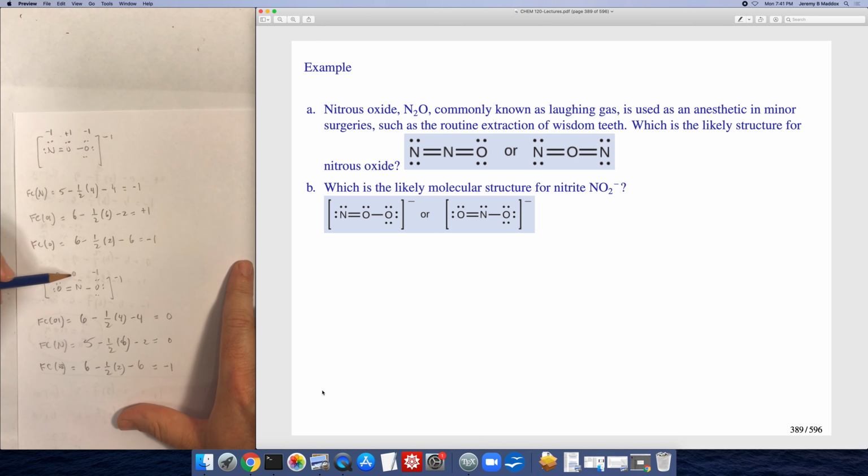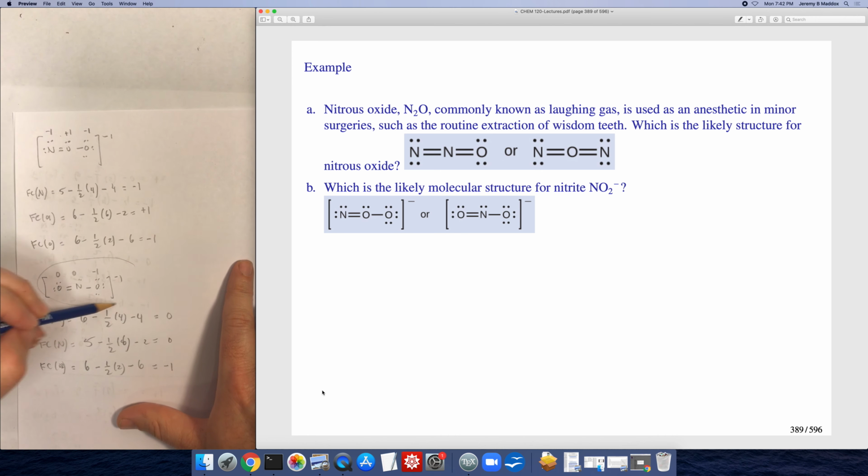The sum of the formal charges equals the ion charge. This set of formal charges is much better than this set because the formal charge on oxygen is either 0 or -1. -1 is much better than a +1. And then, the overall magnitude of charges is lower, right? There's fewer atoms with a formal charge here than there are on this one.